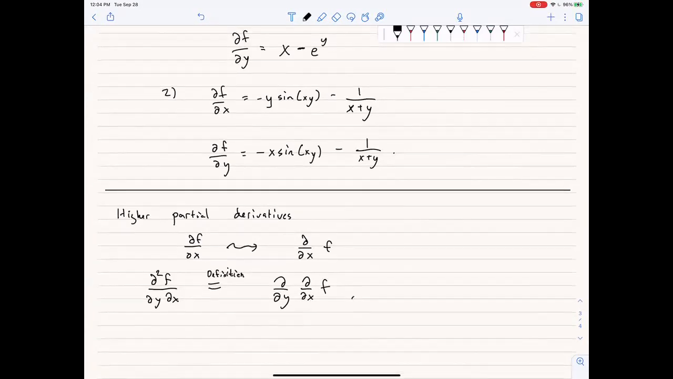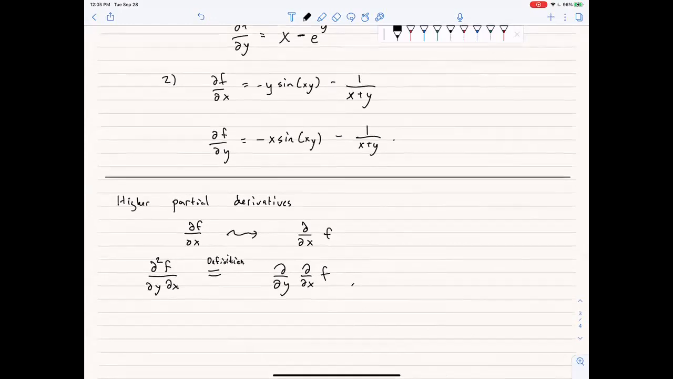So we first take the partial with respect to x and then with respect to y. This is also written, again, this is notation, f_xy. So there's a bit of a reversal here. You can see that the y here comes first. The way you think of it is, what are you doing to the function? You first take the partial with respect to x, and then you take the partial with respect to y.